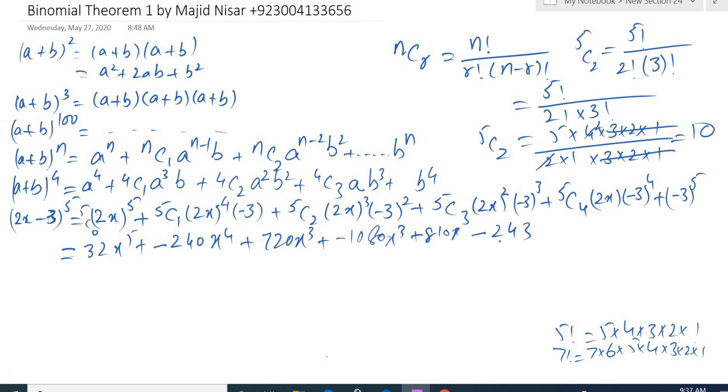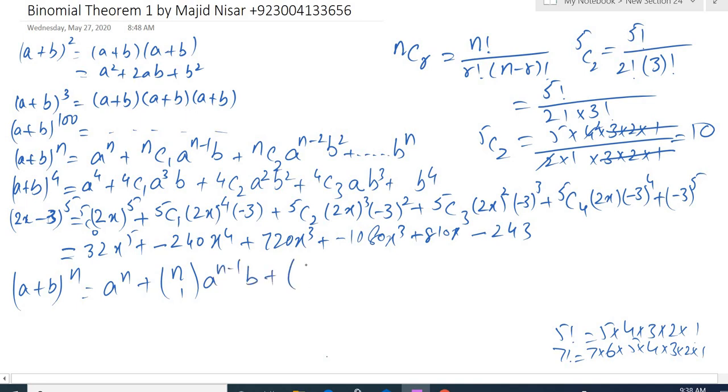We have also seen nCr here. nCr is also called n choose r, so nC1 means n choose 1. If (a plus b) is raised to power n, this can also be written as a raised to power n, plus n choose 1, a raised to n minus 1, b, plus n choose 2, a raised to n minus 2, b squared, and so on up to b raised to power n. So this is the binomial theorem, an introduction to the binomial theorem.